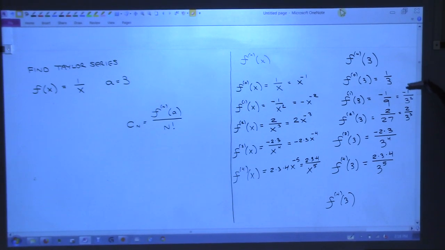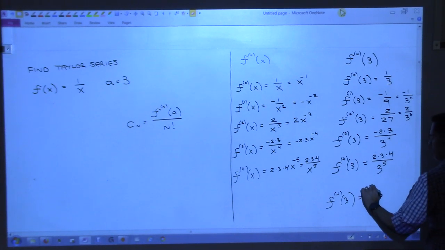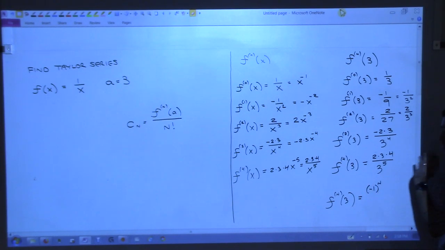Let's start. You already said it. Positive, negative, positive, negative, positive, negative, right? That would be the pattern. So if we want to start out with positive, we would have to use negative 1 to the n. Okay, that's going to take care of our switching.